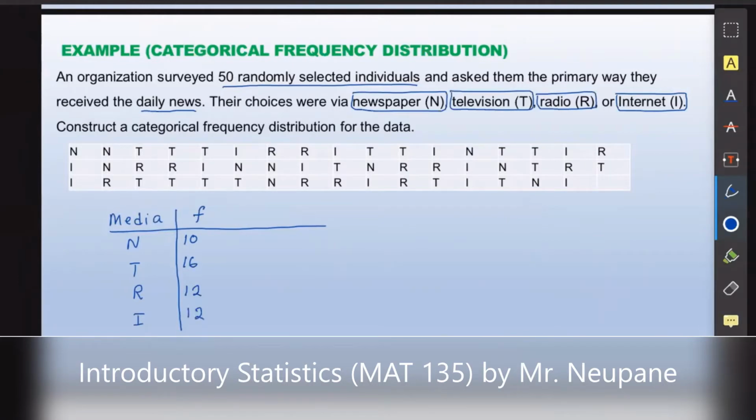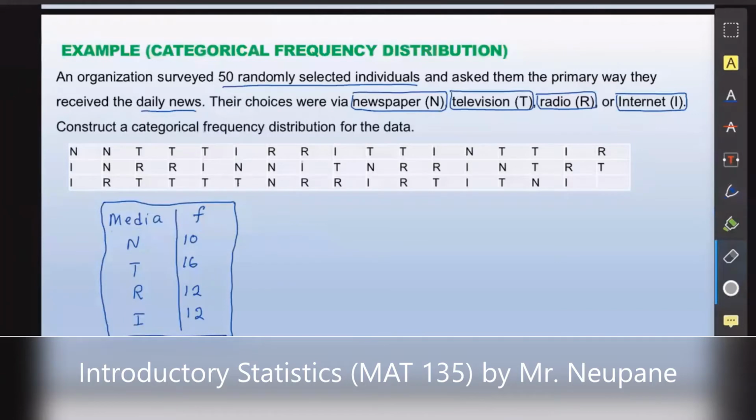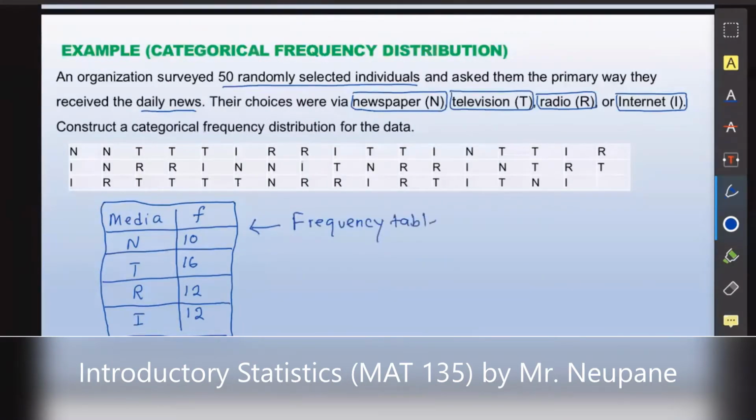This table that we have created here is called the frequency table. And this is for the categorical data, because the data is categorical. It divides the survey or a sample into 4 different categories: news through newspaper, news using television, news by listening to the radio, and news by using the internet. So this table that is created here is called the frequency table for the categorical data.